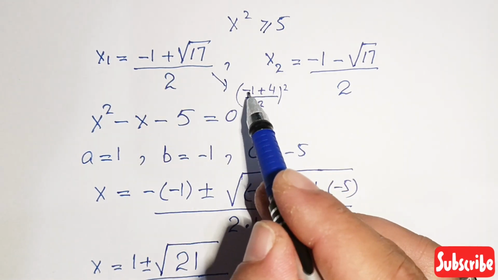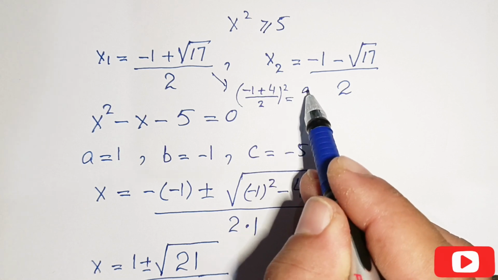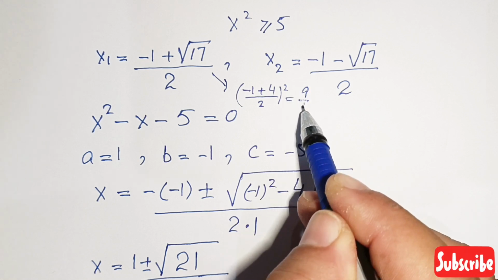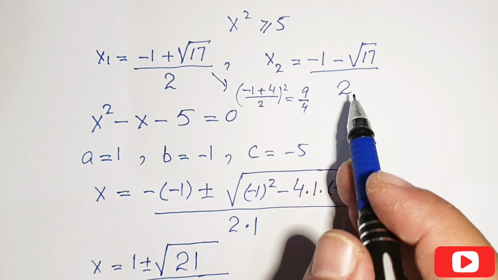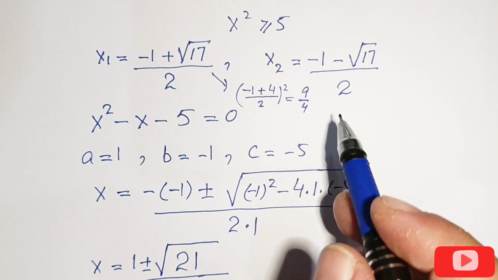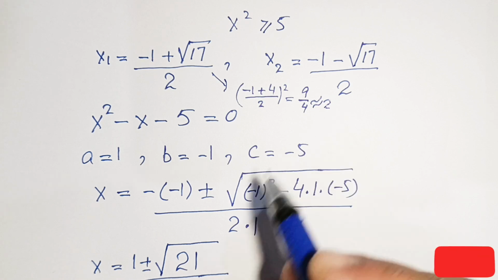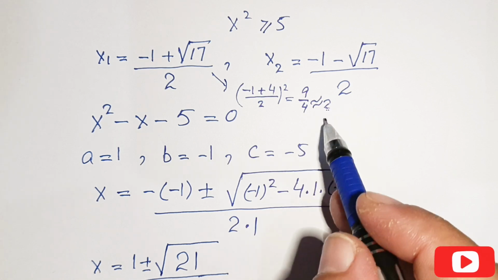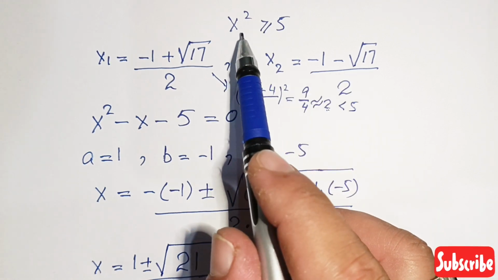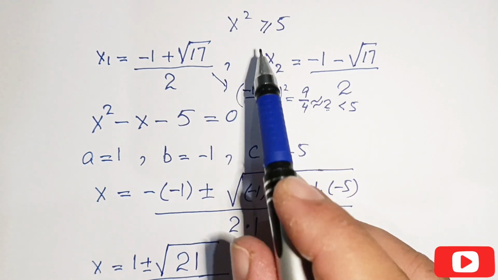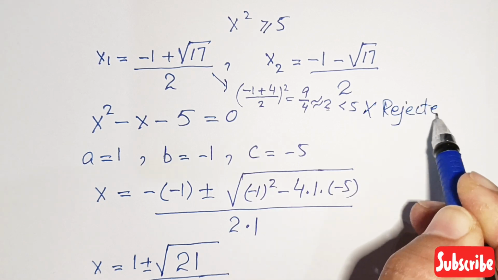So 4 minus 1 is 3 over 2, and 3 over 2 squared is equal to 9 over 4. If we check it, 9 over 4 is approximately equal to 2. So 2 is less than 5, but we have to write only those values of x for which x squared is greater than or equal to 5, so it is rejected here because it is less than 5.